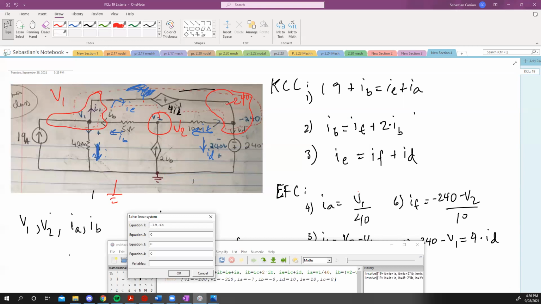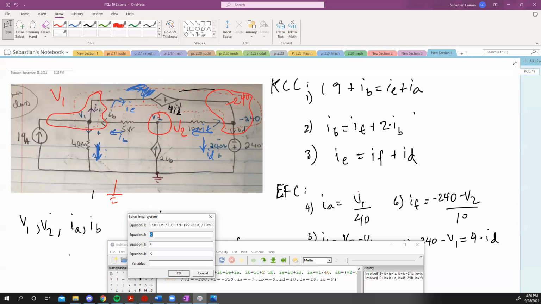What I did with the supernode is, because we had found the equation relating to the supernode, which was 4ID equals minus V1 minus 240, I solved it for ID and then I plugged that in for ID. Is that correct to do?